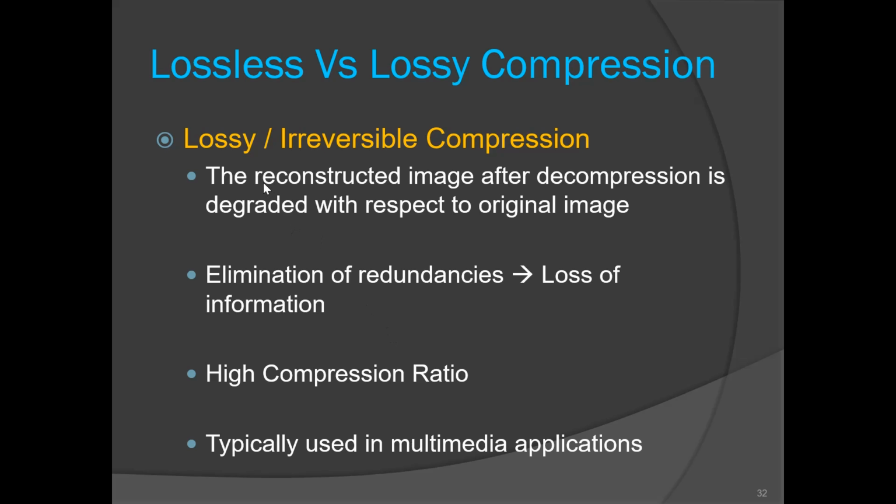In lossy compression, the reconstructed image after decompression is degraded with respect to the original image. Here we eliminate multiple types of redundancy. So here we have a loss of information, but we achieve a high compression ratio. Typically, it is used in multimedia applications, where the loss of information is acceptable.